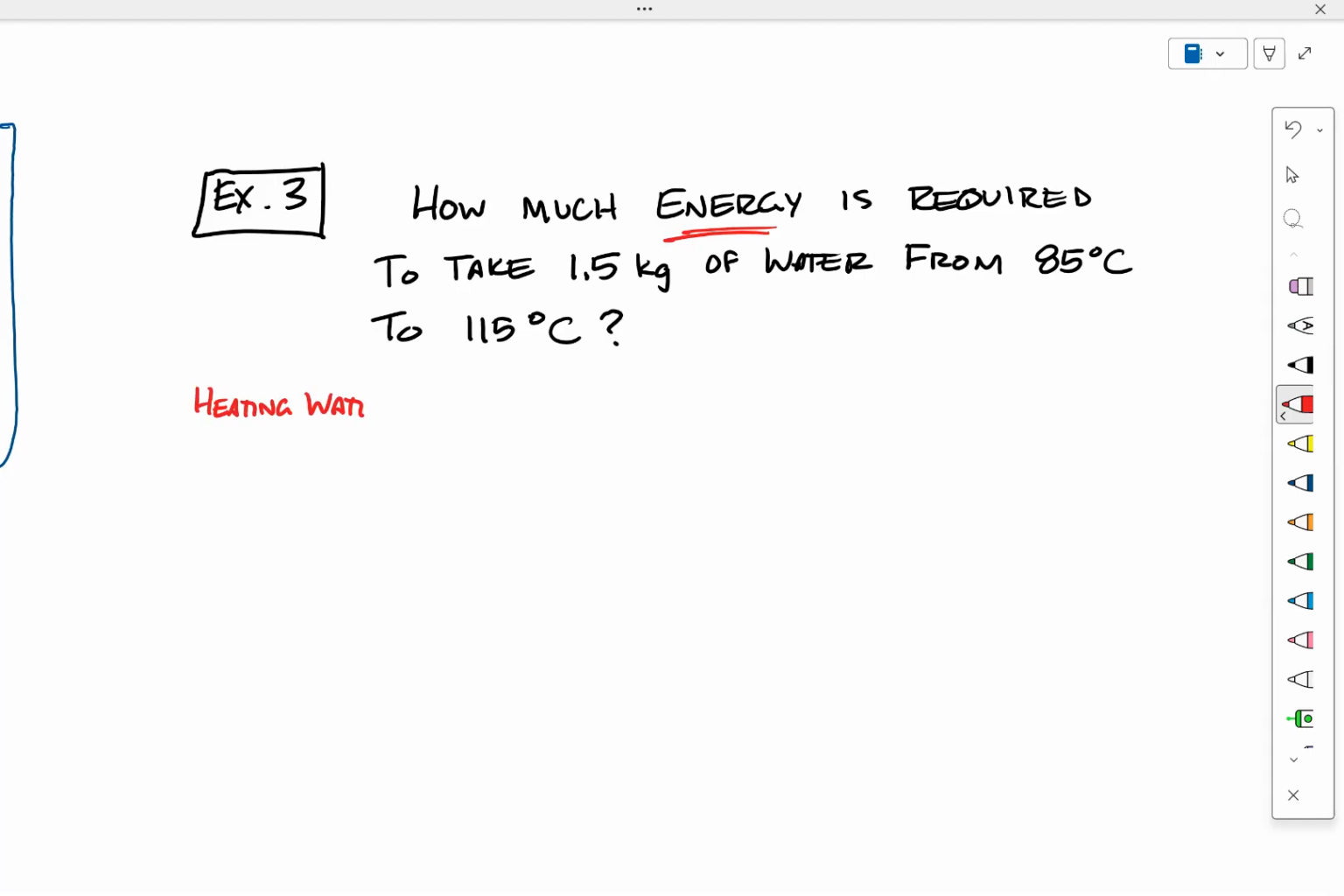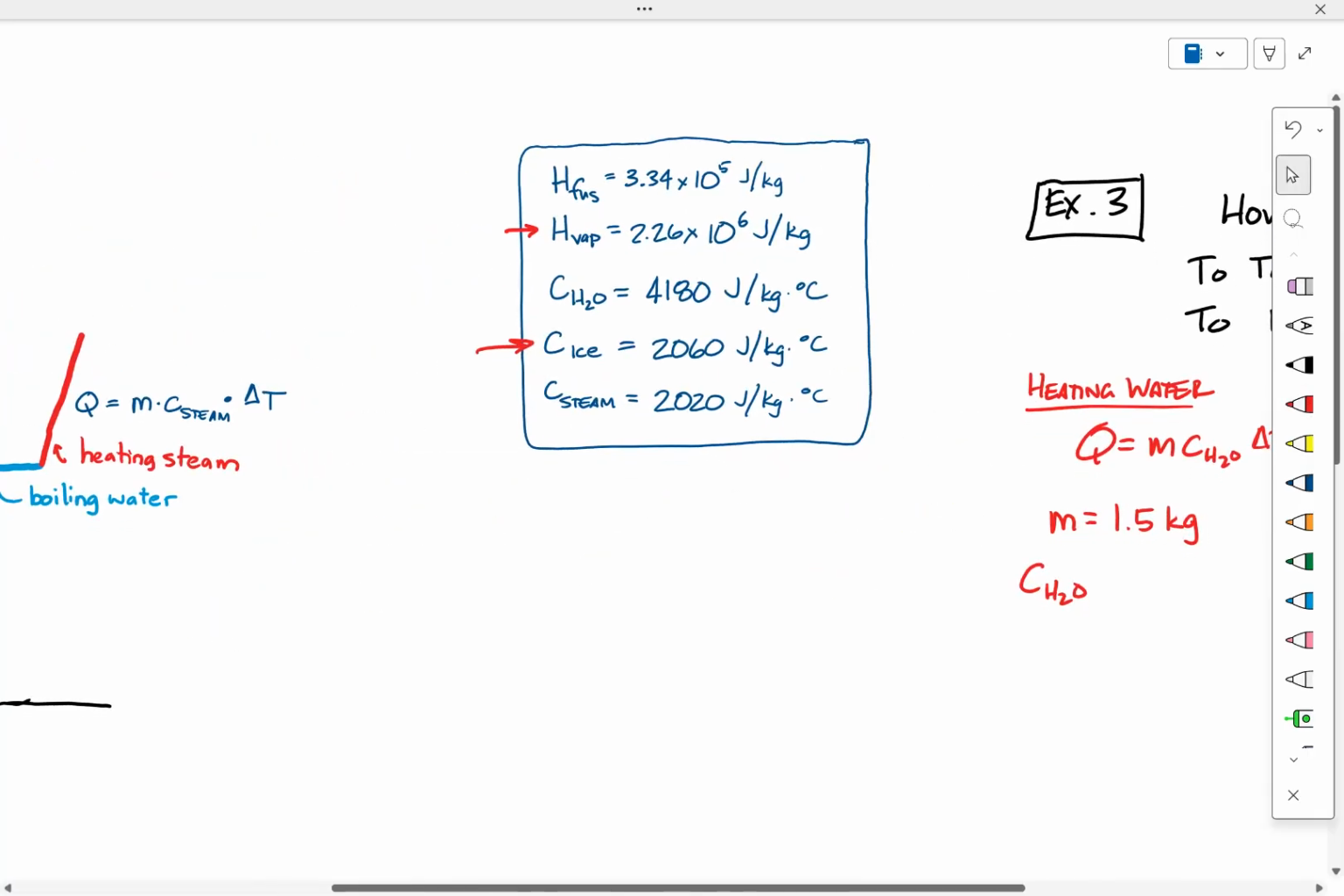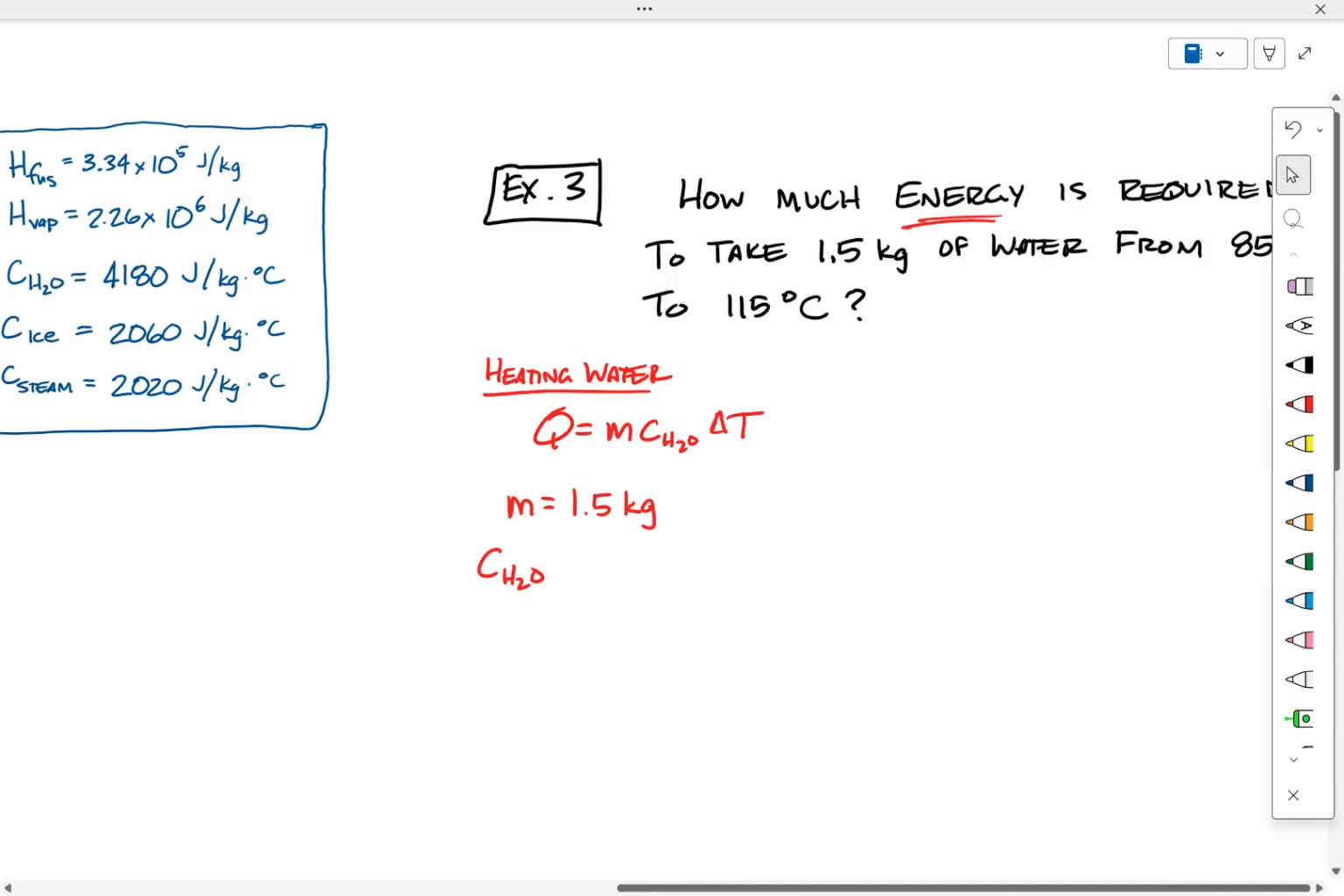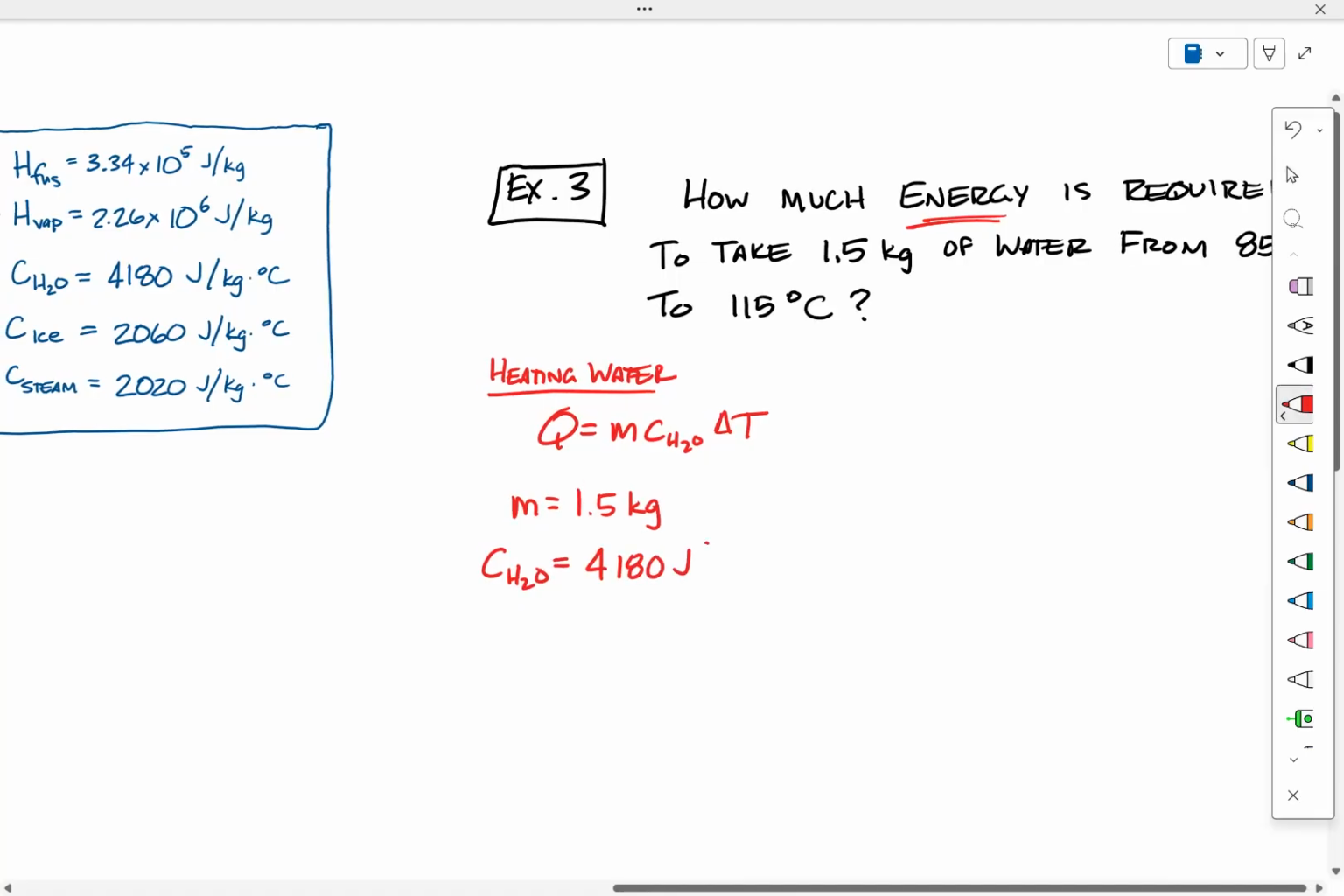Heating the water means that we're going to use this equation, Q equals m c for water, delta T. Now keep in mind we have water that's 85 degrees Celsius, and we need to get it up to the boiling temperature of 100 degrees Celsius. The mass of the water is given as 1.5 kilograms. The specific heat for water we look up in a table, and that value is right here. Looks like it's 4,180. Those units are joules per kilogram degree Celsius.